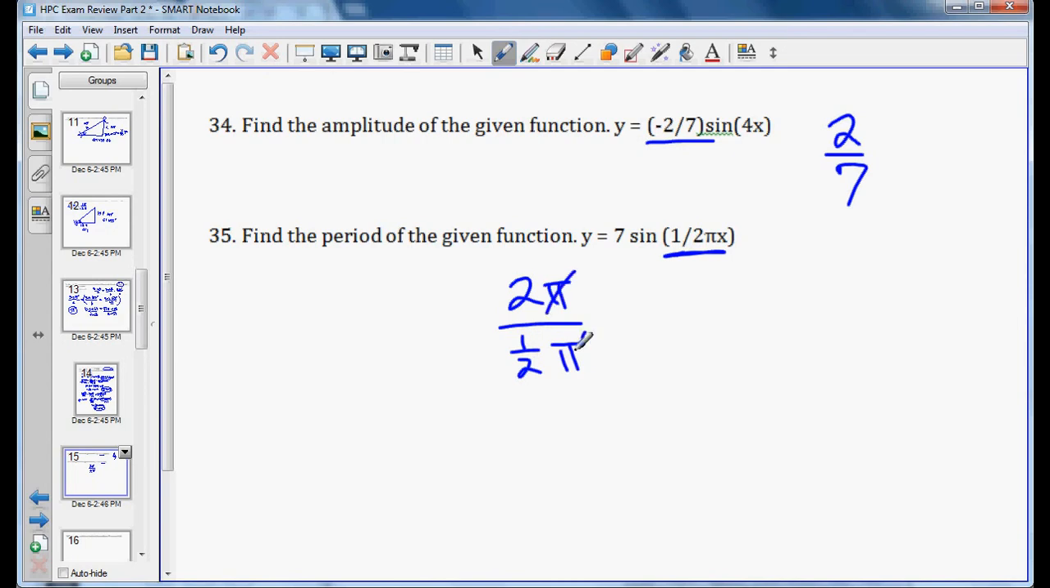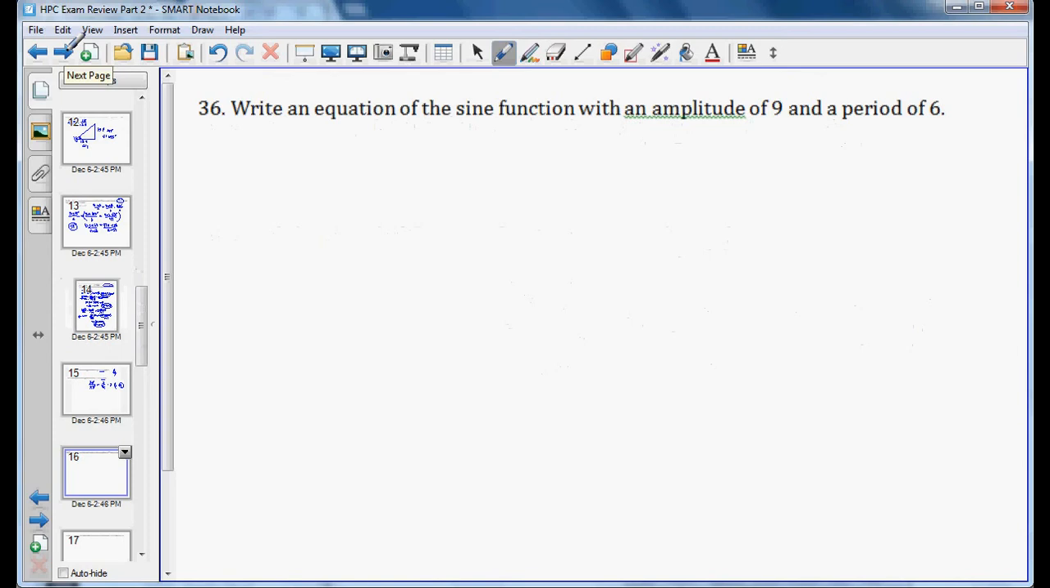Okay, write an equation of the sine function with an amplitude of 9 and a period of 6. Amplitude is 9, so that goes out front. We'll do y equals plus or minus 9 sine. And then to figure out the b value, that's the coefficient for x, we do 2 pi over the period, which will reduce to pi over 3. And don't forget to put a variable in there, x or theta or t, any of those is fine. But we have plus or minus 9 sine of pi over 3x.